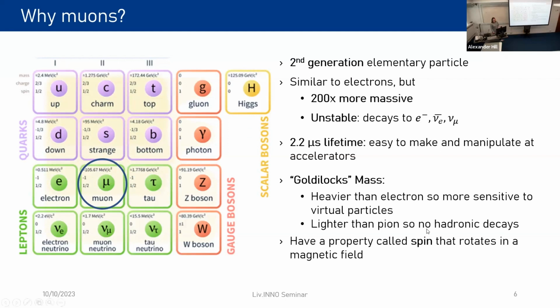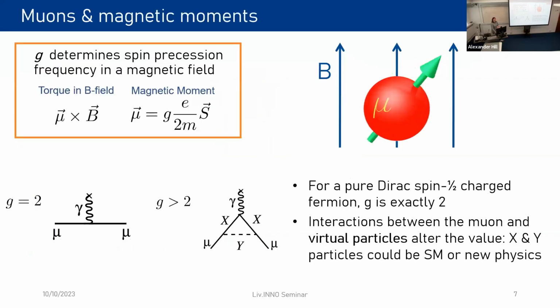And then what you're going to hear a lot about today is that it's got a property called spin, which rotates in a magnetic field. So if you remember nothing else about g-2, remember that we're looking at the spin of a muon rotating in a magnetic field, just like this.